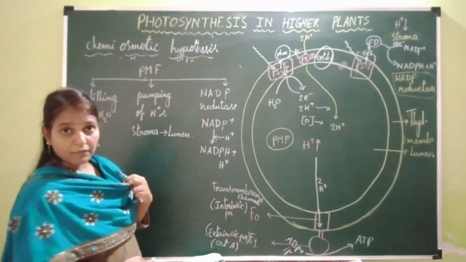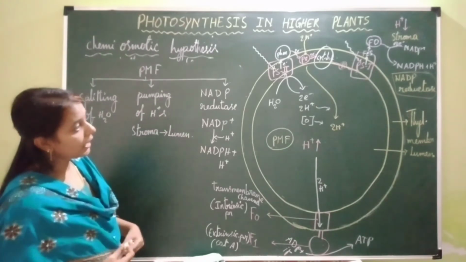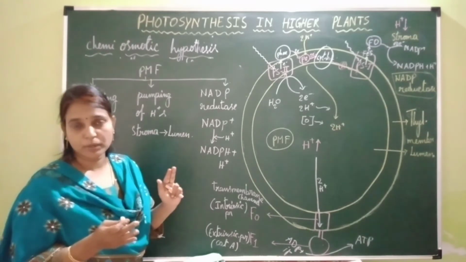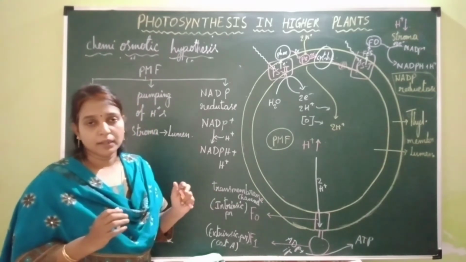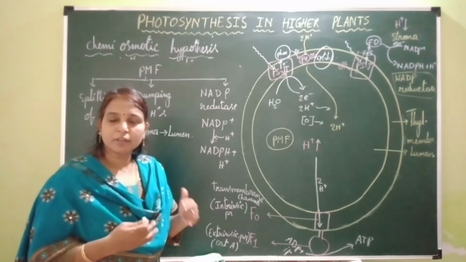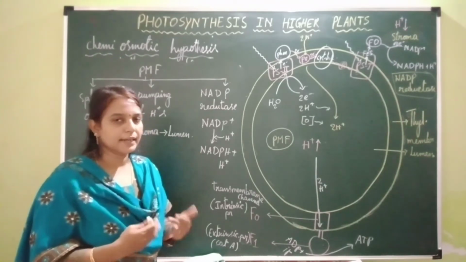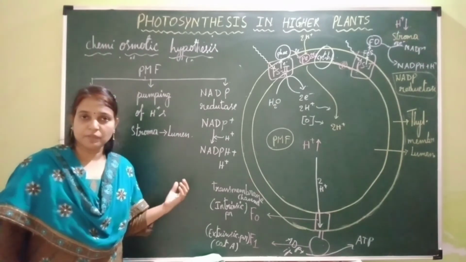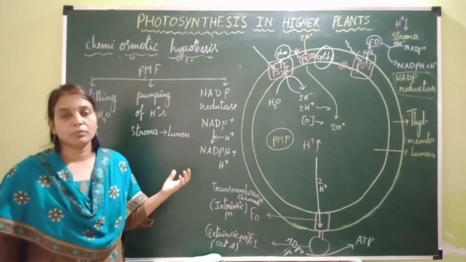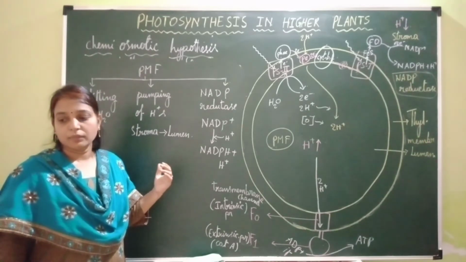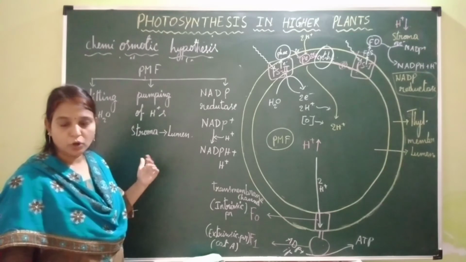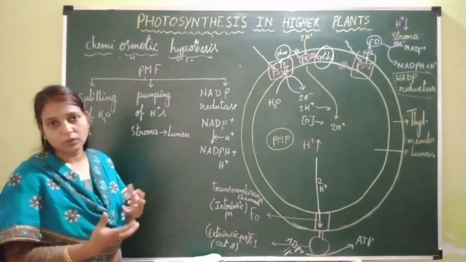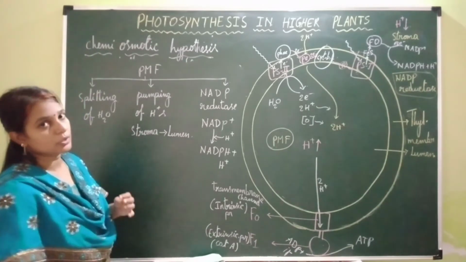Right. Now I am going to give you calculations of how, by splitting of one water molecule, how many NADPH and how many ATPs will be formed, and the quantum requirement and quantum yield. All these terms let's study now. Before studying these calculations regarding ATP formation, how many molecules of NADPH are formed for the splitting of one molecule of water, and how many protons, electrons and oxygens are involved, I just want to give a quick recap of the chemiosmotic hypothesis.